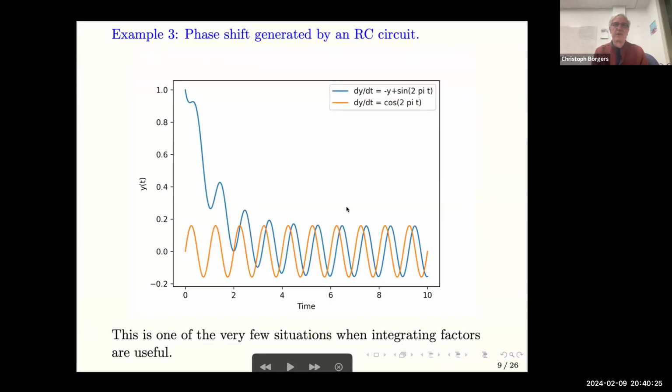And the phase shift generated by an RC circuit, I think that's another example of something that one might or might not have guessed, but one can compute what the phase shift generated by an RC circuit is using integrating factors, which, by the way, is almost the only example that I can think of where integrating factors actually give useful formulas. So James in his talk said that closed form solutions are overrated, and I completely agree. These methods almost never work in interesting ways. But here it does work in an interesting way.